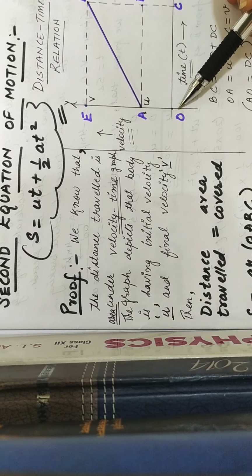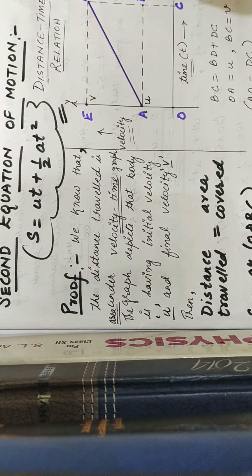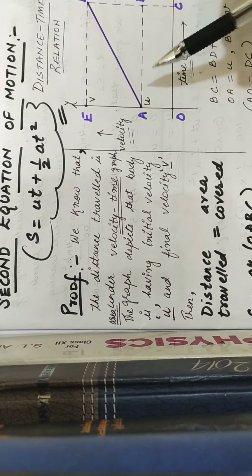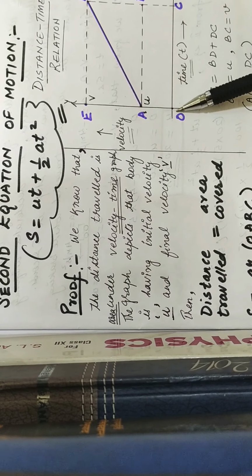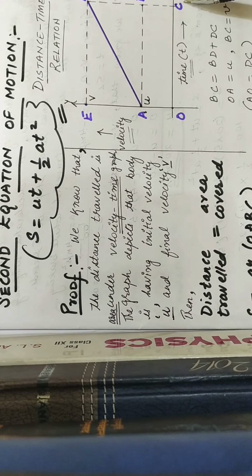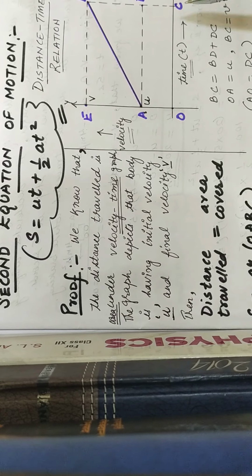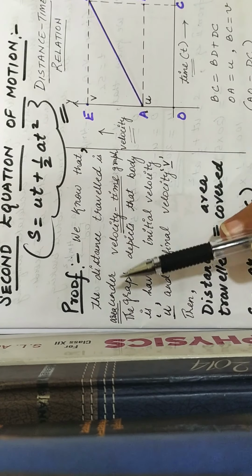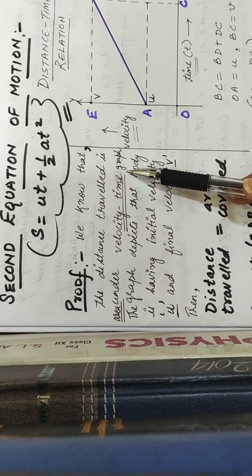Geometrically, AO is equal to DC and BC is equal to OE. Similarly, AD is geometrically equal to OC. Right? So, we are going to prove S equals ut plus half at square. As we have discussed earlier, the distance traveled is the area under the velocity-time graph.